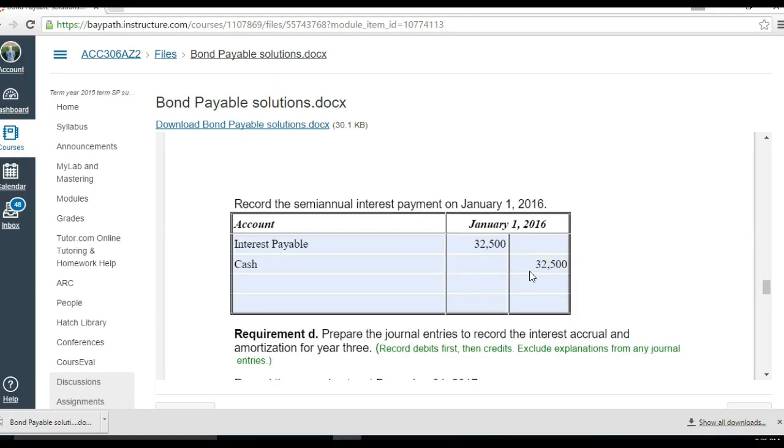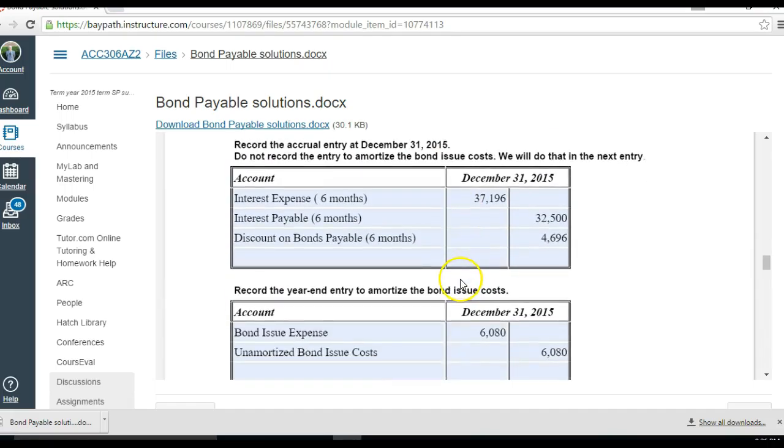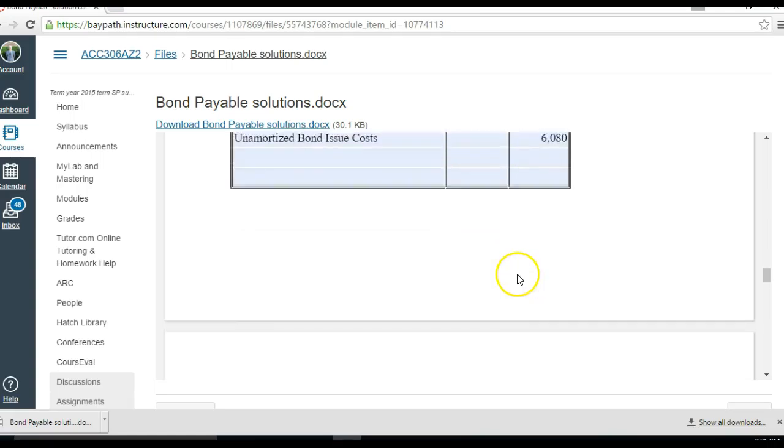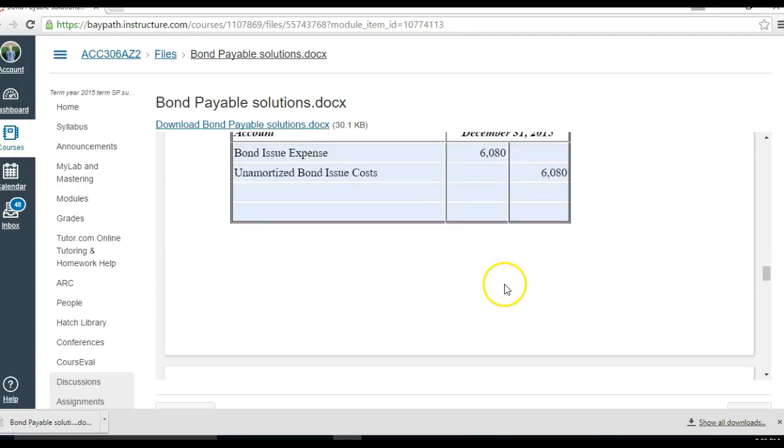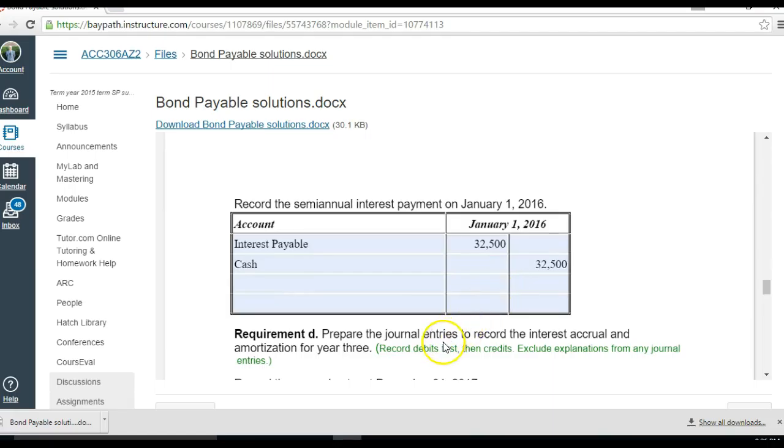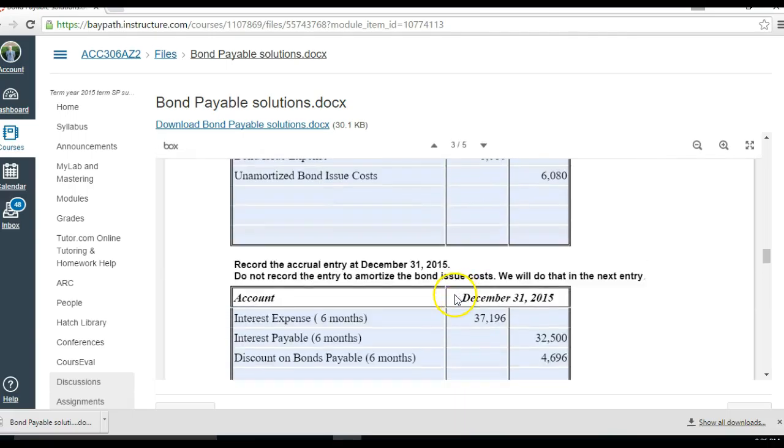Record the semi-annual interest payment on January 1st. On January 1st, we have to record an accrual because we are not paying it yet on January 1st. So we have to record a semi-annual interest payment on January 1st to record an interest payable and credit cash. We're making a payment for cash. We're debiting interest payable on January 1st.